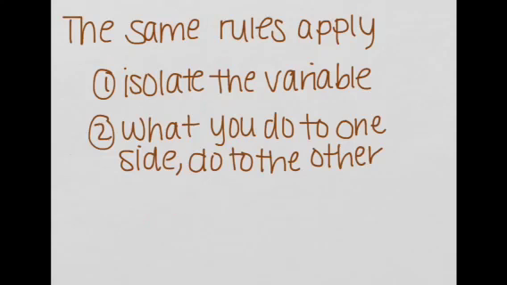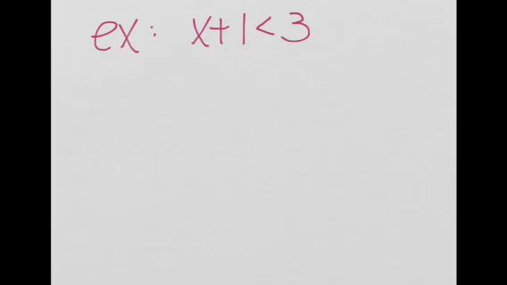Okay. So the same rules apply as they did when we were doing regular, simple equation solving. You first have to isolate the variable, and next, what you do on one side, you do to the other. Okay, so let's do some examples.